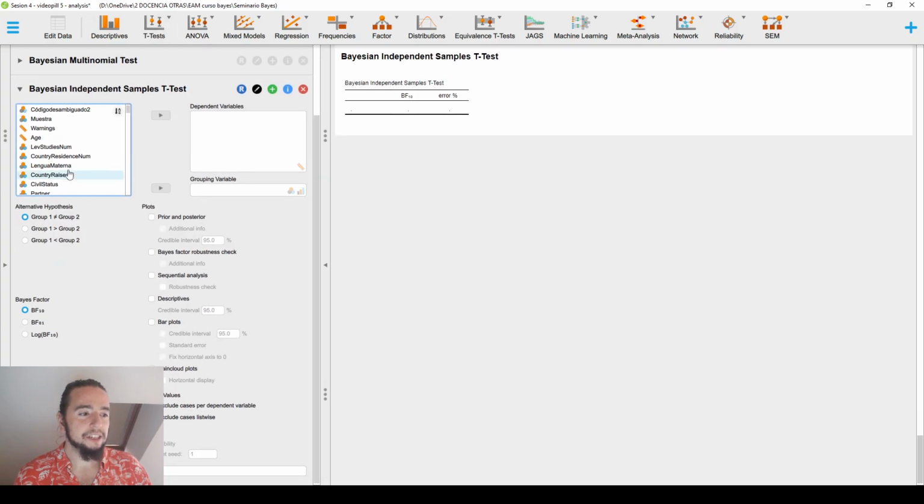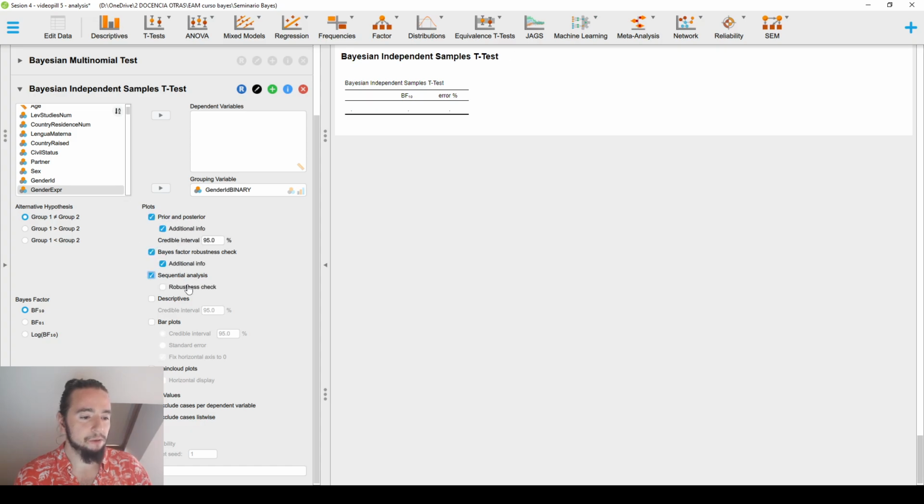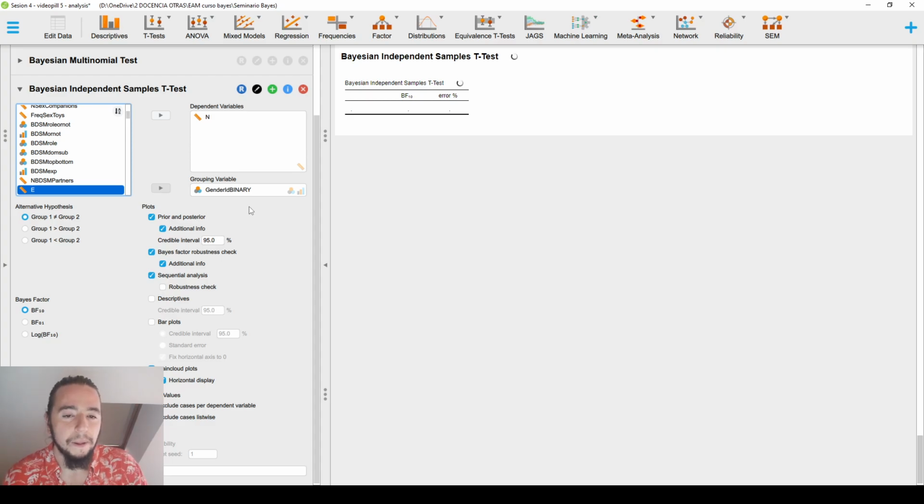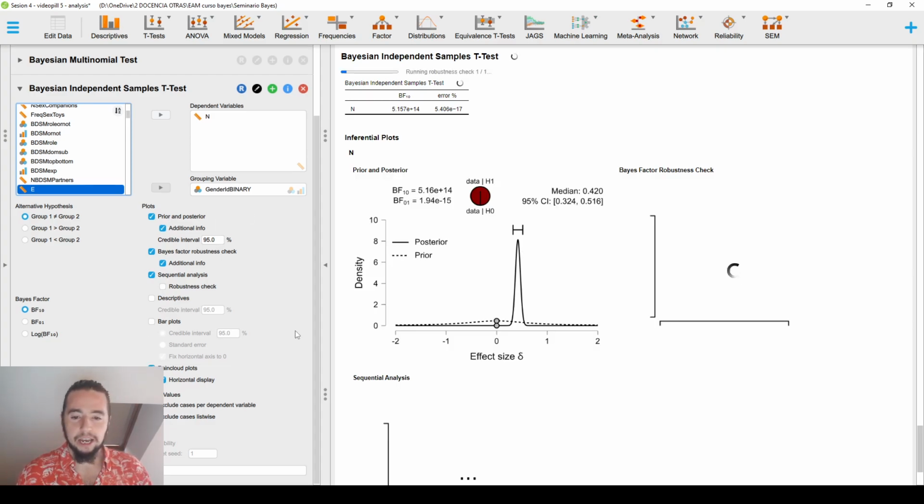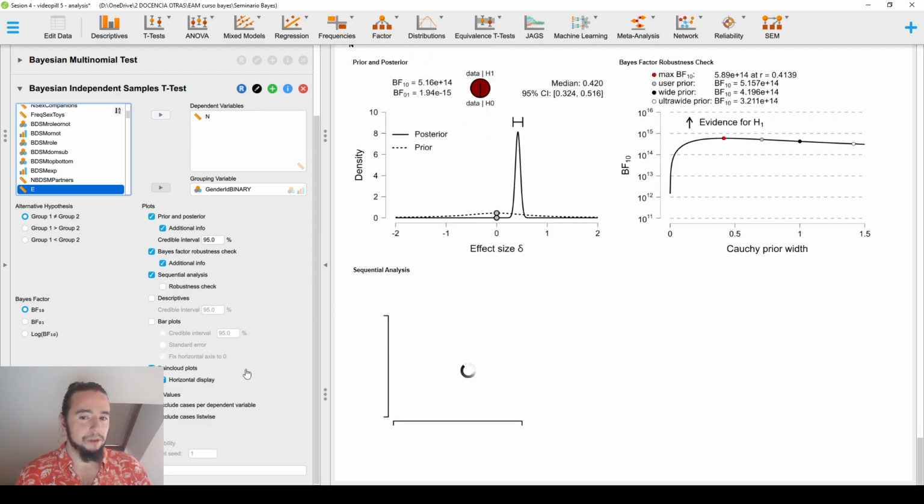Okay, so now we will move to the independent samples t-test, for example, and let's see if there's a difference, for example, with the grouping variable by gender. Let's ask for prior and posterior, robustness, sequential, and raincloud plot, for example. And also let's have a look at neuroticism, the trait of neuroticism. Okay, now we have the prior and the posterior. Now the robustness is going to be here.